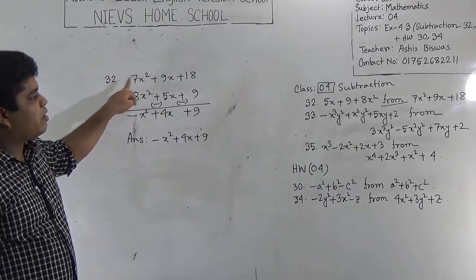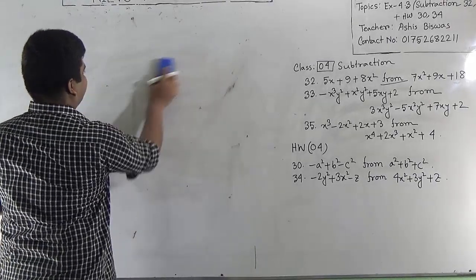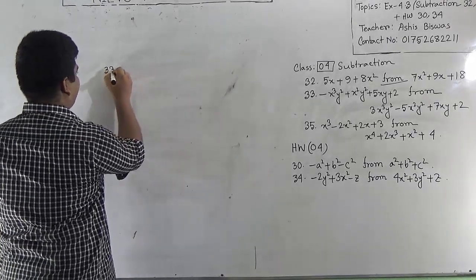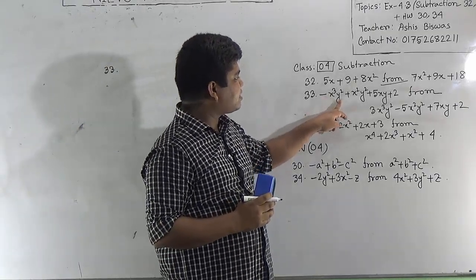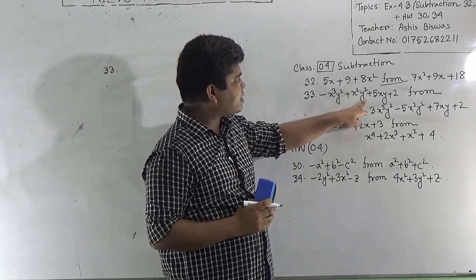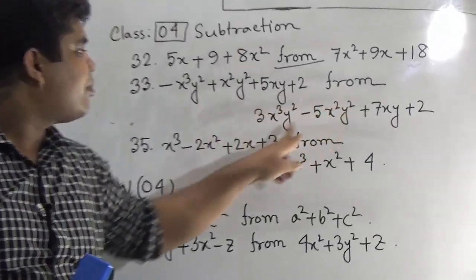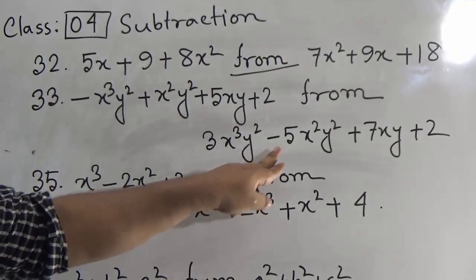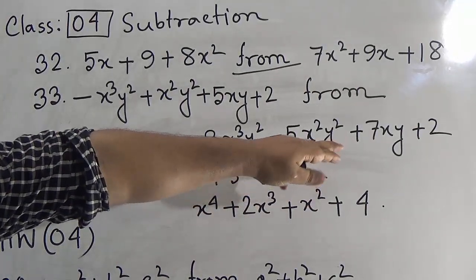Next we shall solve question number 33. The question is minus x cube y square plus x square y square plus 5xy plus 2 from 3x cube y square minus 5x square y square plus 7xy plus 2.